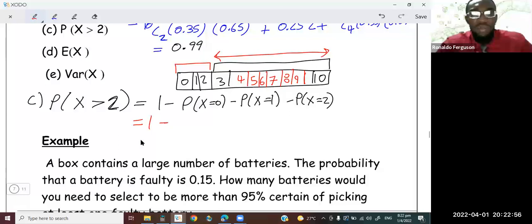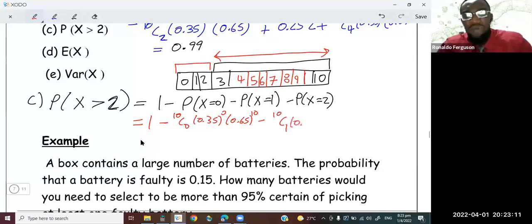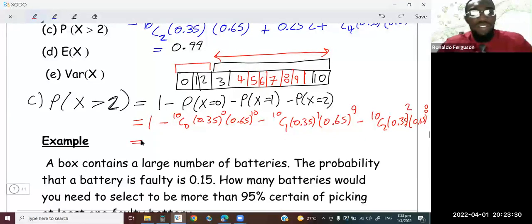So 1 minus the probability X equals 0, which is 10 choose 0, 0.35 to the 0, 0.65 to the 10, minus the probability X equal 1, which is 10 choose 1, 0.35 to the 1 times 0.65 to the 9, minus 10 choose 2, 0.35 to the second power times 0.65 to the 8th power. We work that out.